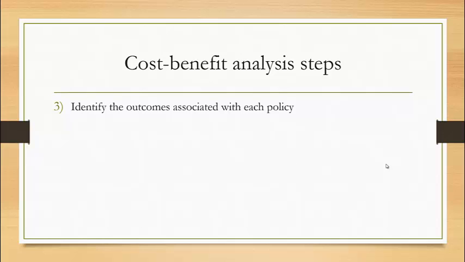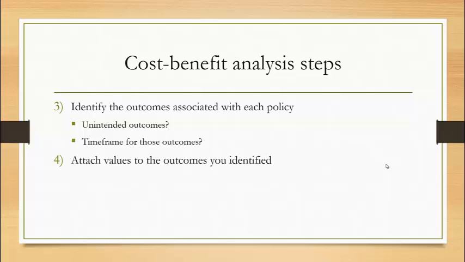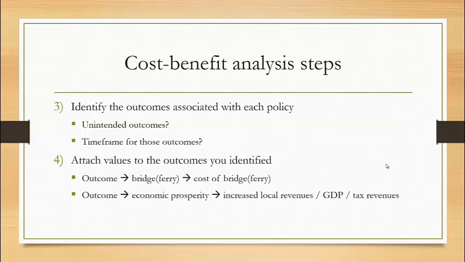So once we have identified the outcomes associated with each policy, including our unintended outcomes, the time frame for those outcomes, etc., then we attach values to the outcomes that we have identified, right? So what is it worth to have a ferry service? What is the economic prosperity likely to be? And we're going to compare those, right? We're going to compare the outcome of the bridge to the outcome of the ferry.